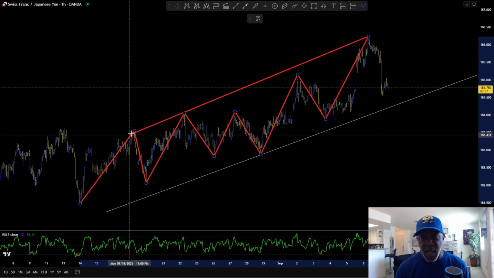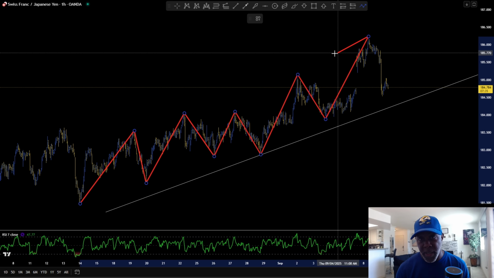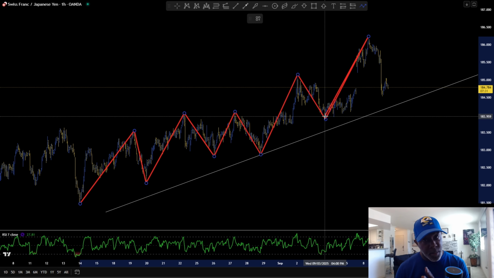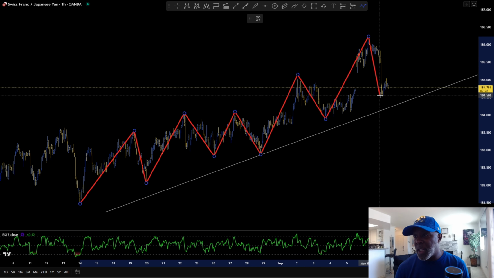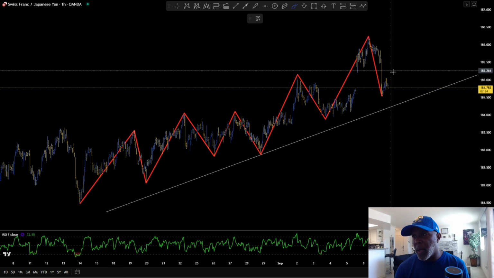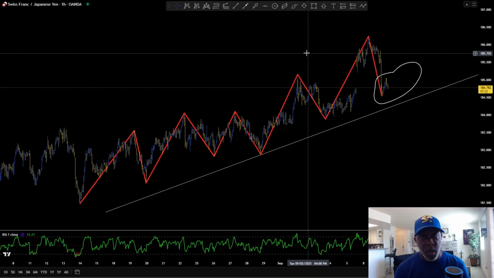So you're creating these higher highs in a trend and you're creating higher lows in a bullish trend. This is a bullish trend. I should have said that. Then you get another outside return, which brings us to where we are now, where there might be an opportunity that we're going to talk about.